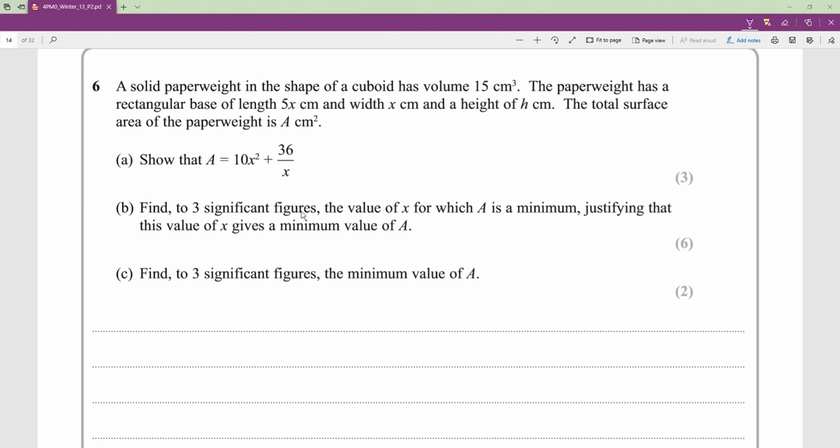A solid paperweight in the shape of a cuboid has volume 15 centimeters cubed. The paperweight has a rectangular base of length 5x. Let's draw this out. The paperweight has a rectangular base of length 5x and width x and height h. The total surface area of the paperweight is A centimeters squared. Show that A is 10x squared plus 36 over x.